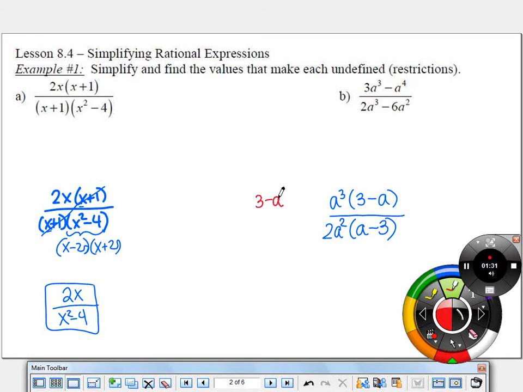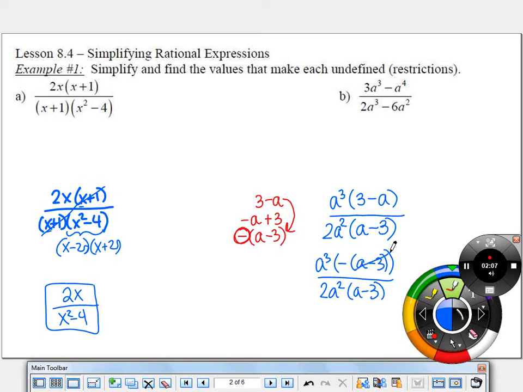So 3 minus a, if you rearrange the terms so that a comes first, you have negative a plus 3. Then if you factor out the negative, you'll see that you have the opposite of a minus 3. Therefore, 3 minus a is related to a minus 3, but it would have to have this negative factor in front of it. So I'm going to rewrite the 3 minus a factor as negative times a minus 3.